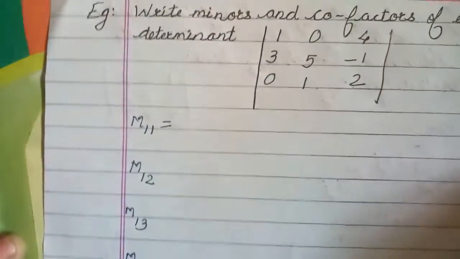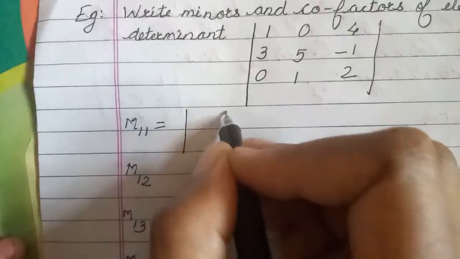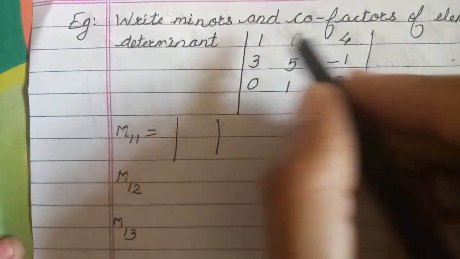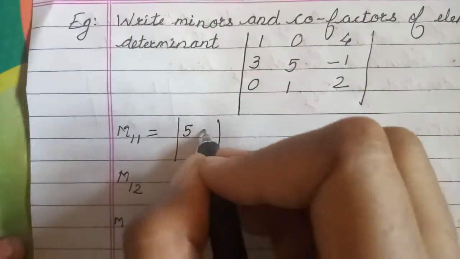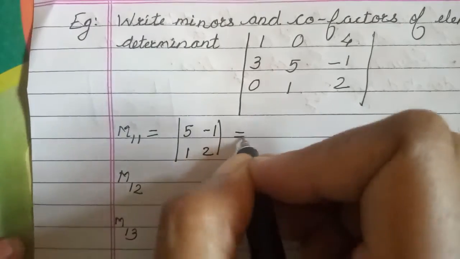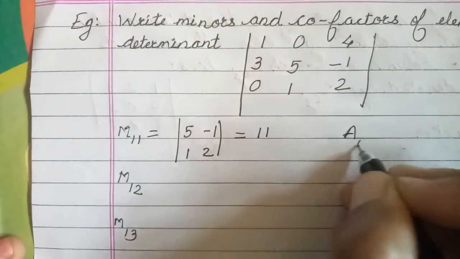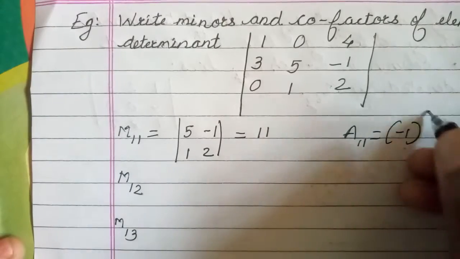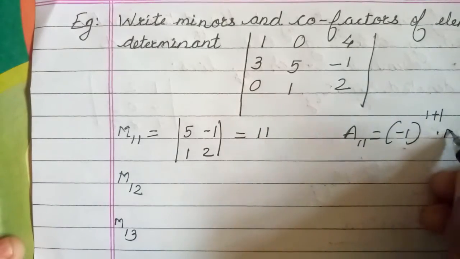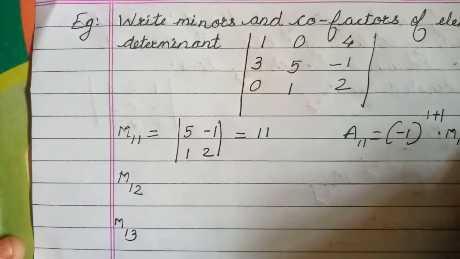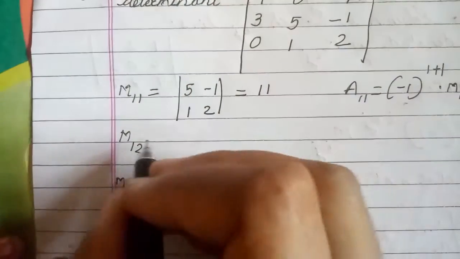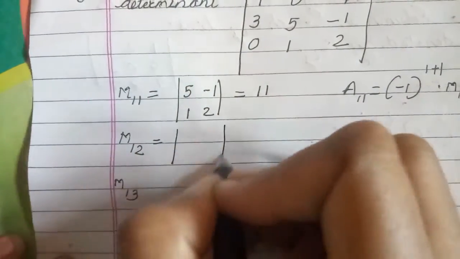So M11 means what, children? M11 means delete the row and column where 1 is there. So it will be 5 minus 1, that is 1 into 2, so it is 10 plus 1, 11. So what will be A11? A11 will be minus 1 raised to 1 plus 1 of M11. So that means this is 1 into 11. So it is 11.